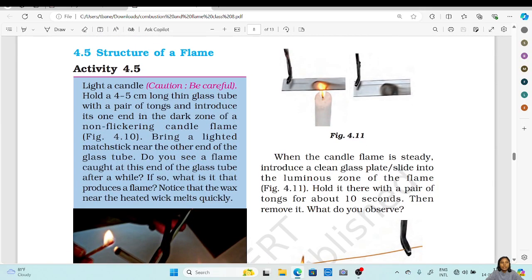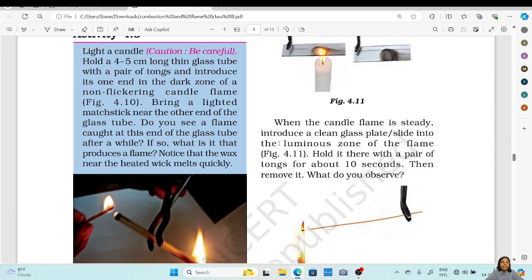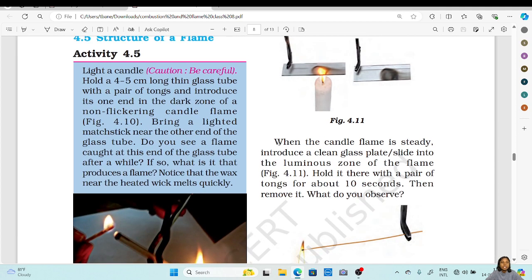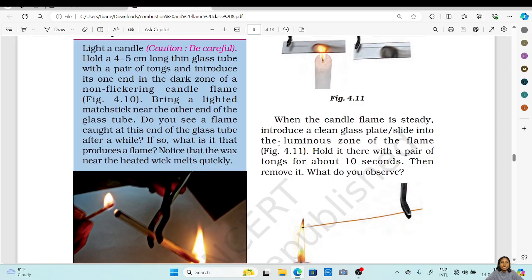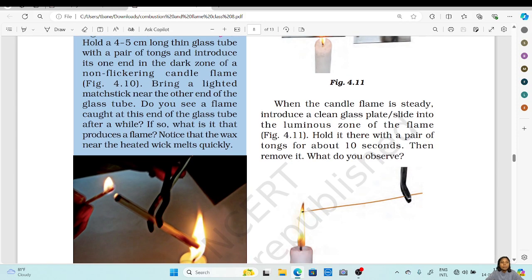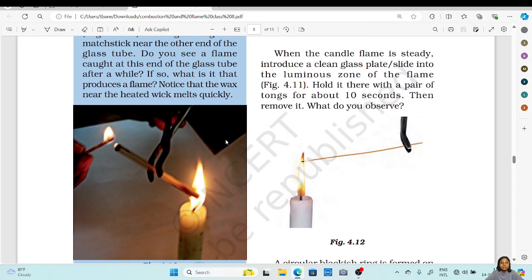Now, structure of a flame. Here there's an activity. Light a candle, hold a 4.5 centimeter long thin glass tube with a pair of tongs and introduce one end in the dark zone of a non-flickering candle flame. Bring a lighted matchstick near the other end of the glass tube. Do you see a flame caught at the end of this glass tube after a while? If so, what produced the flame? Notice that the wax near the heated wick melts quickly.